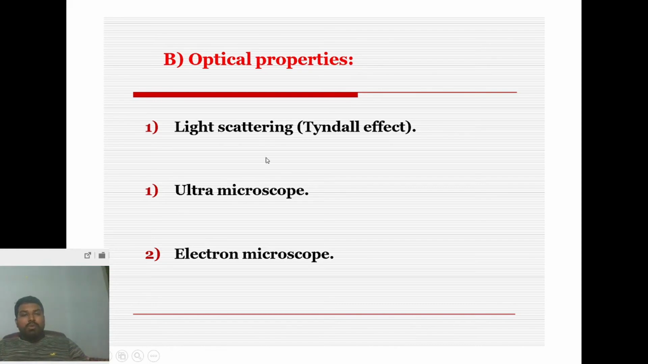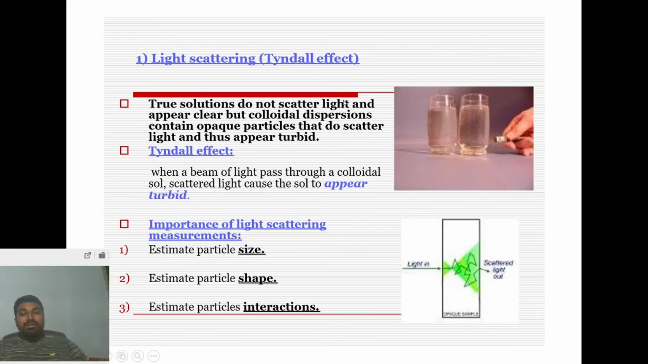Next is optical properties: light scattering, that is Tyndall effect, ultramicroscope and electron microscope. Light scattering, as we have seen in the last chapter, that is Tyndall effect. True solutions do not scatter light and appear clear, but colloidal dispersions contain opaque particles that do scatter light and thus appear turbid. Tyndall effect: when a beam of light passes through a colloidal sol, scattered light causes the sol to appear turbid. Importance of light scattering measurement: estimate particle size, estimate particle shape and estimate particle interactions.